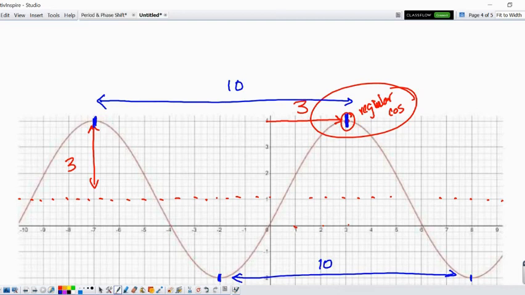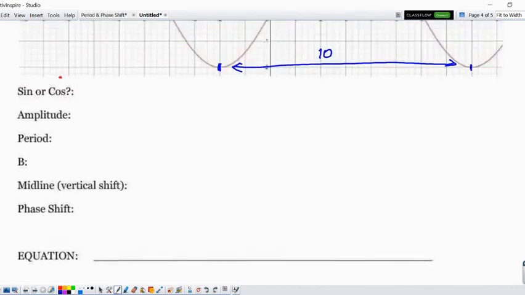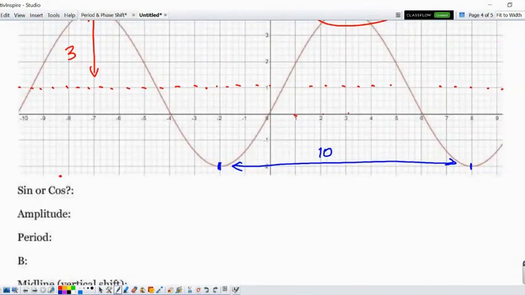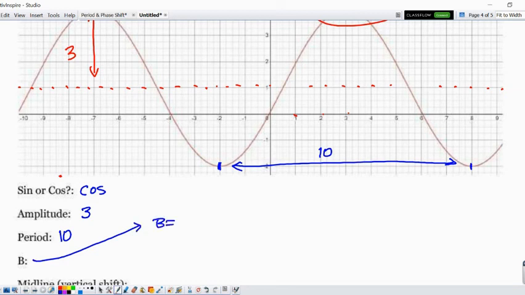Now, we've got to put this all together into how it impacts our equation. So we made a decision to go ahead and write a regular cosine graph. We discovered that the amplitude was 3, and our period is 10. No pi, just 10 units. Well, that's okay. Our b value is 2 pi over the new period. So our b value is 2 pi over 10, which reduces to pi over 5.